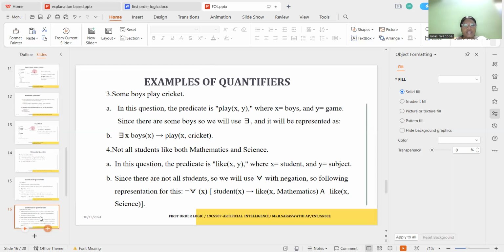Likes of x comma mathematics: the student likes mathematics. And next one is likes of x comma science: the student likes science.